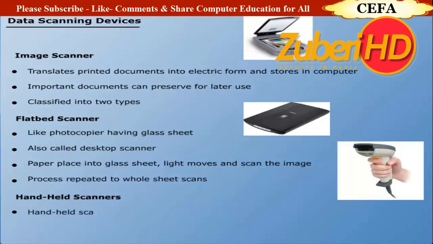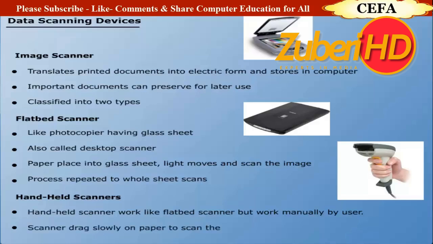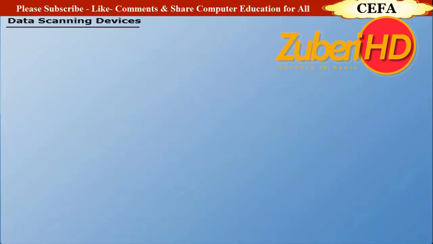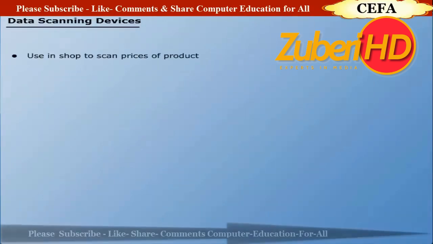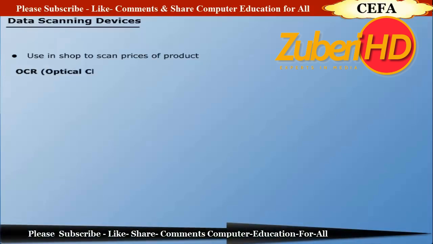Handheld scanners. Handheld scanners work much like a flatbed scanner, but they work manually by the user. For scanning documents or products, the scanner is dragged slowly with its light on. Handheld scanners are mostly used in shops to scan the price of products.